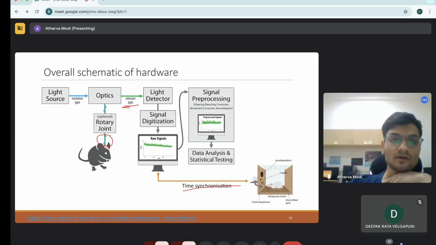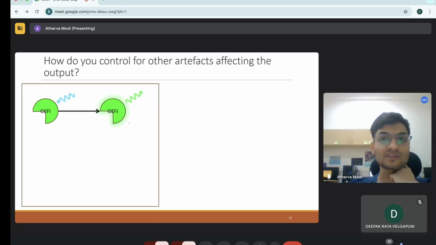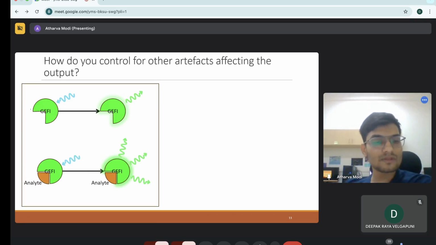So yeah, what I was talking about is that this emission light's intensity can change not only on the basis of the concentration of the thing that you want to measure inside the brain, but also due to some external factors. So what kind of control do you have for this? It's a very interesting thing. So we saw that this particular indicator shines brighter in the presence of the analyte you want to measure.